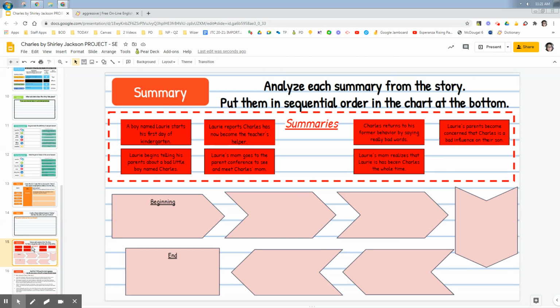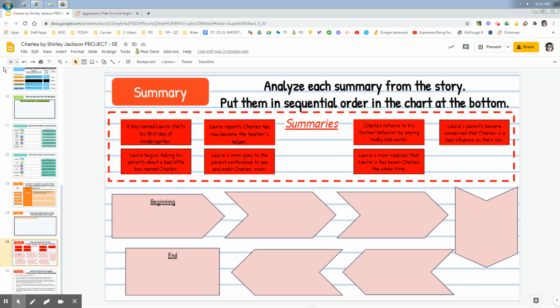Slide 15 is about summaries. So what you're going to be doing is analyzing each summary from the story. There are 6 summaries that are in these red boxes. What you're going to be doing is putting them in sequential order in the chart here at the bottom. So you see right here that there are 7 arrows, and then there's 7 summaries. Each summary has a proper place to go.